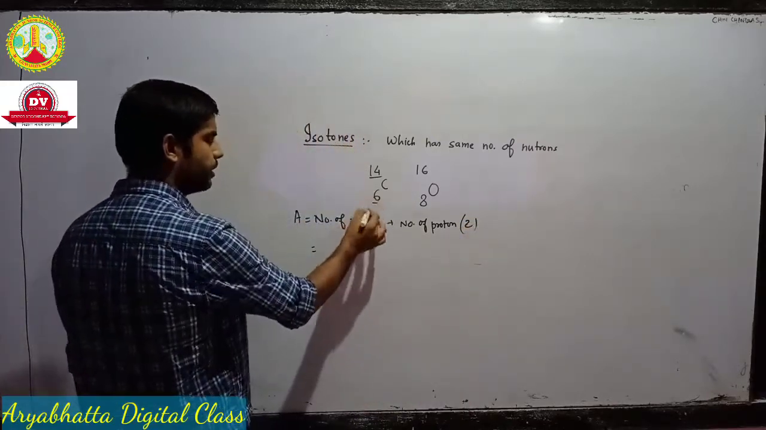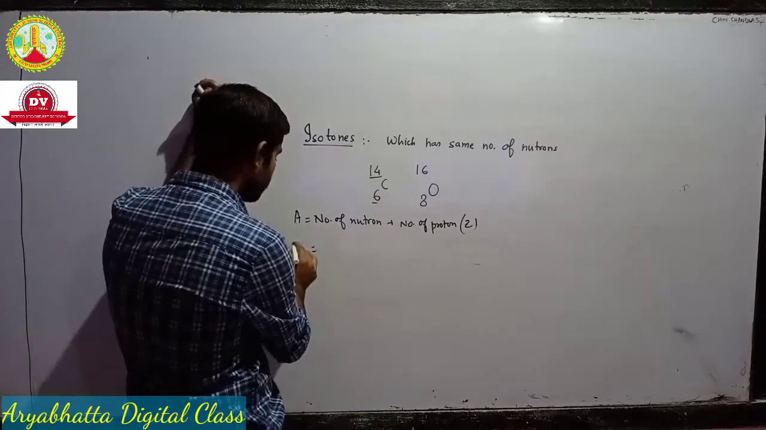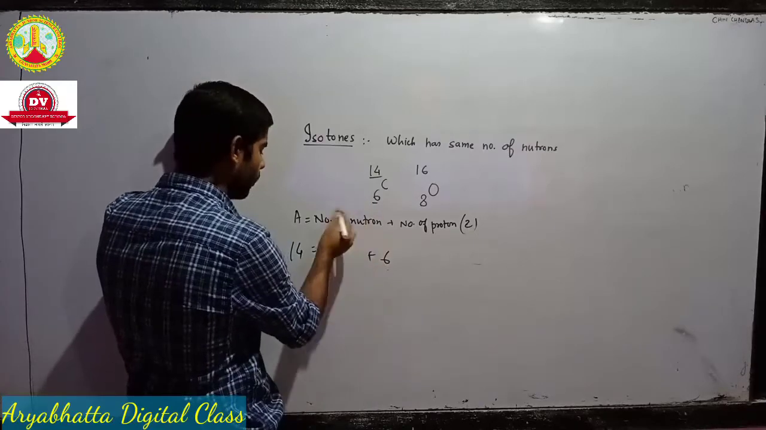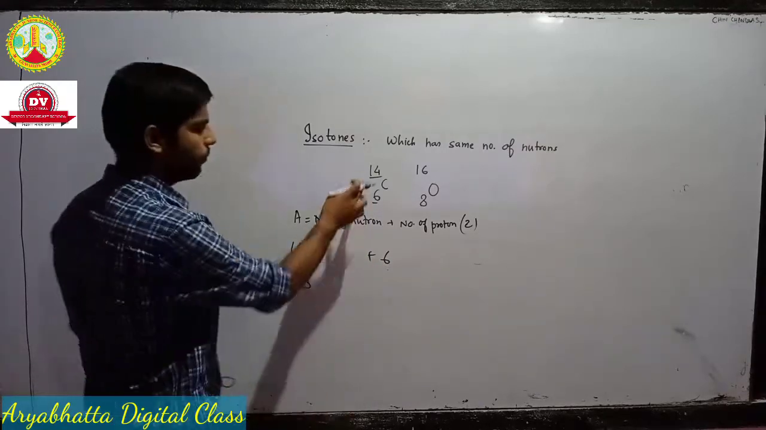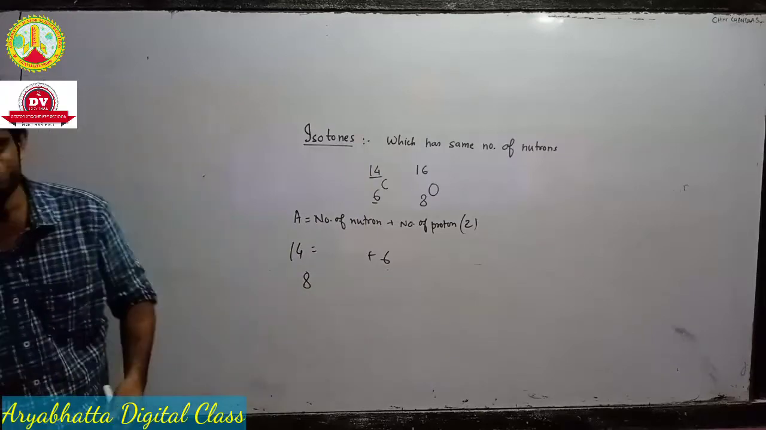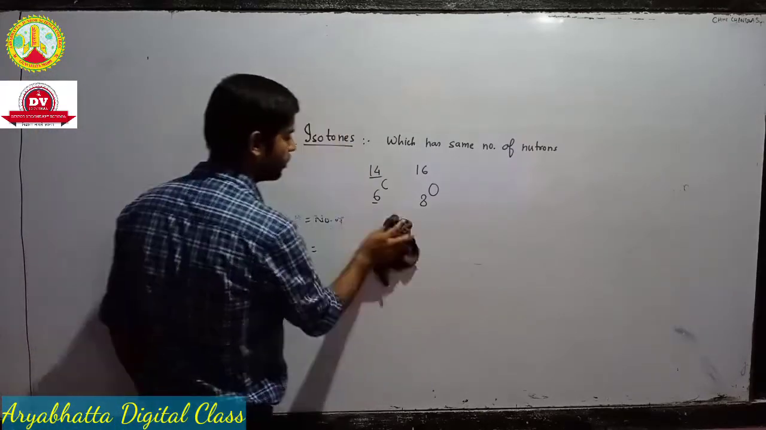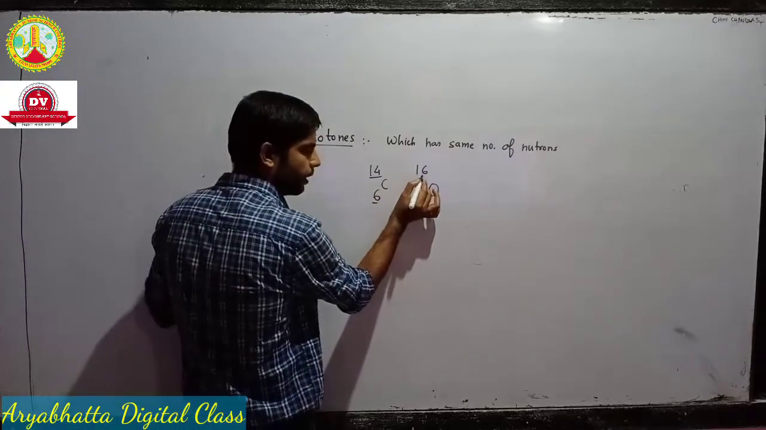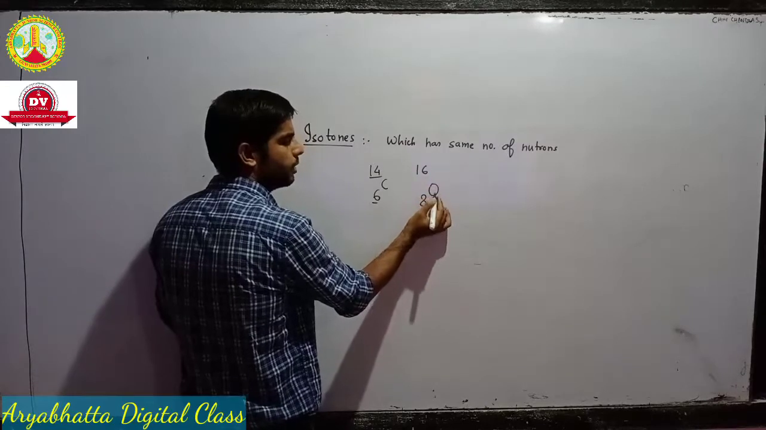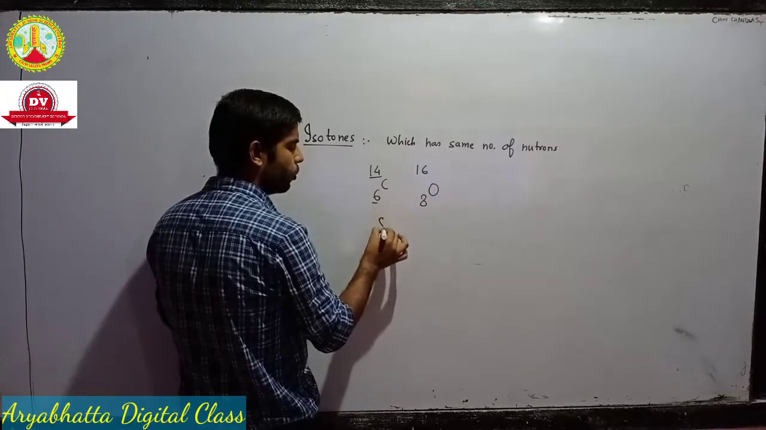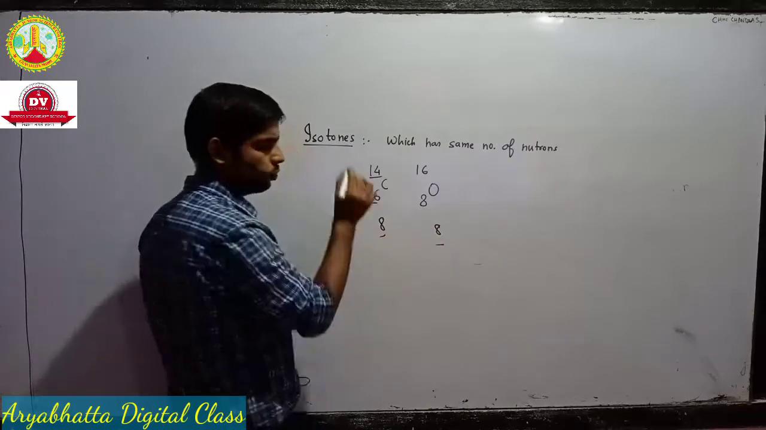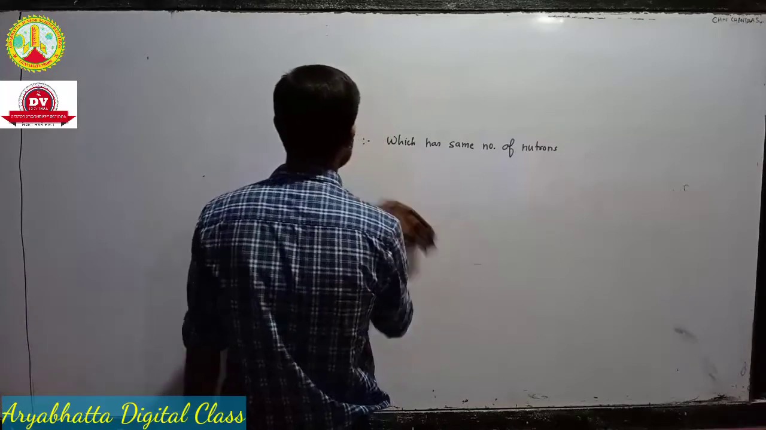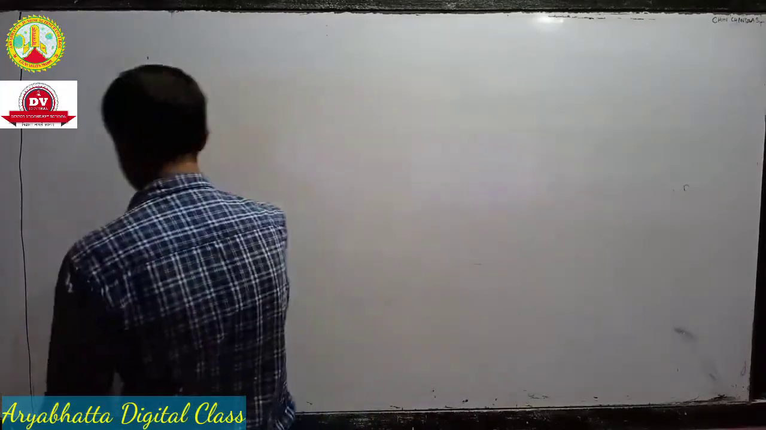Okay, so in this case mass number is 14 and atomic number is 6, so number of neutrons will be what? 8. 14 minus 6 is 8, so you will get 8 neutrons. Okay, 8 neutrons in C14. Similarly, if you deduct atomic number from the mass number of oxygen, you will get 8. So number of neutrons is 8 in both the cases. So they are isotones.